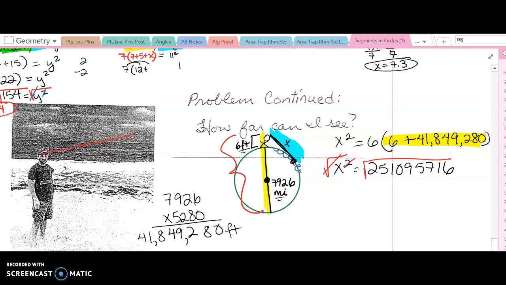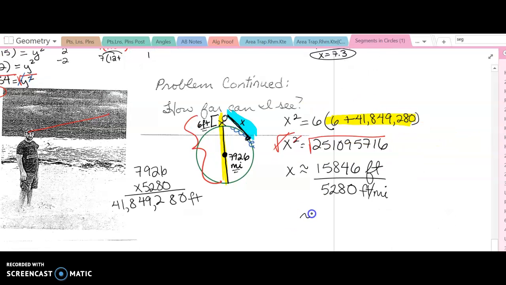So that number square rooted in my calculator comes out to be 15,846. Now keep in mind, this is how many feet Dr. Benton can see out into the ocean. So if he were to divide by 5,280 feet per mile, to convert that to miles, he could see about 3 miles.